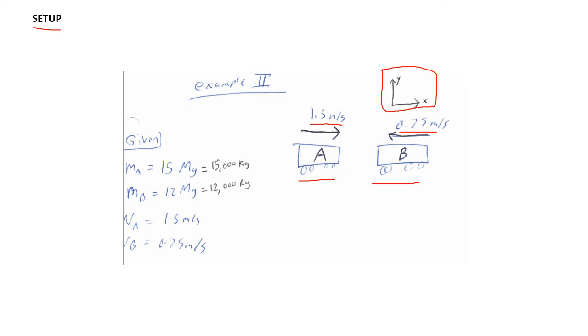That means that car A will have a positive velocity and car B will have a negative velocity. So I come down here and I say, okay, my mass of A is given to me as 15 megagrams. I want to convert that to kilograms right away for my problem solving. So that's 15,000 kilograms. My mass B is 12 megagrams or 12,000 kilograms. My velocity at A is 1.5 meters per second and my velocity B is 0.75 meters per second. And now according to this coordinate system, this would be a negative 0.75 meters per second.